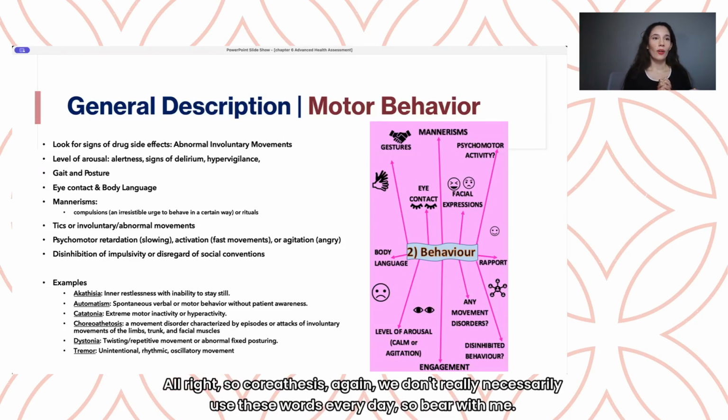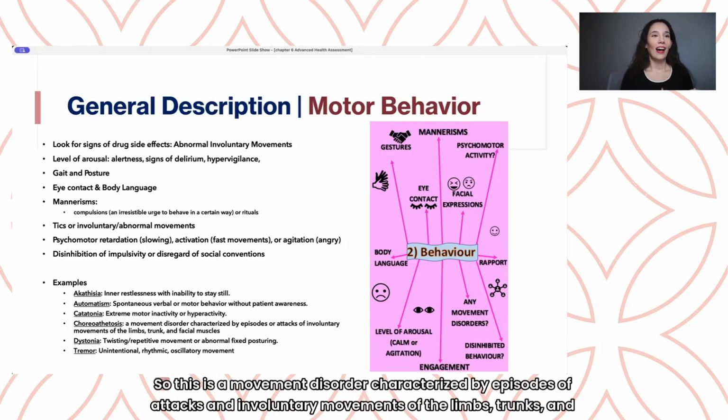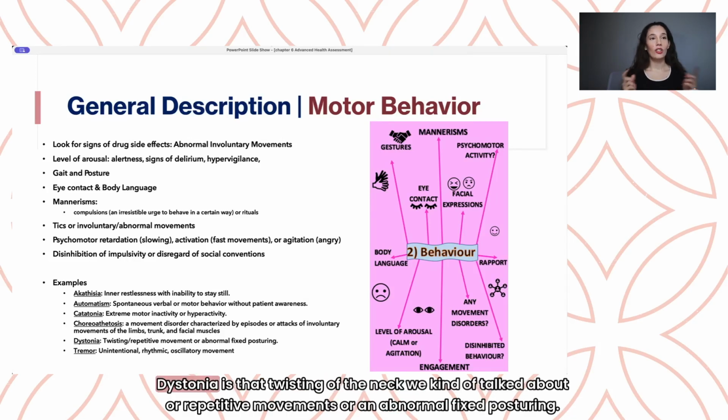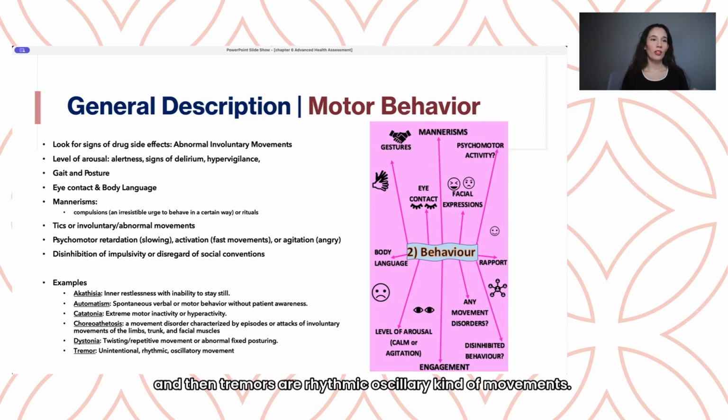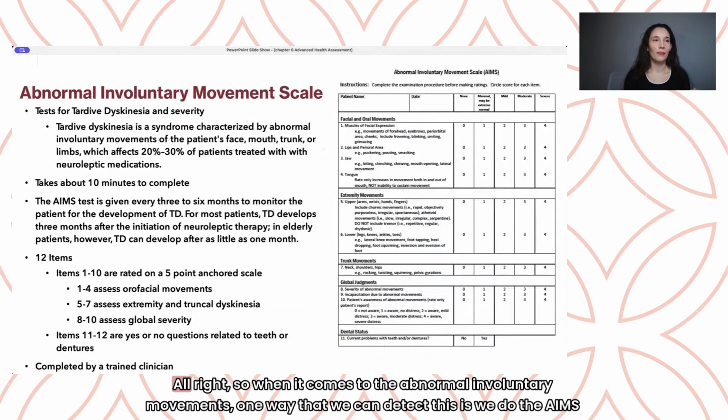All right. So akathisia, again, we don't really necessarily use these words every day, so bear with me. This is a movement disorder characterized by episodes of attacks of involuntary movements of the limbs, trunks, and facial muscles. Dystonia is that twisting of the neck we kind of talked about, or repetitive movements, or an abnormal fixed posturing. And then tremors are rhythmic, oscillatory kind of movements. We all know what a tremor is.